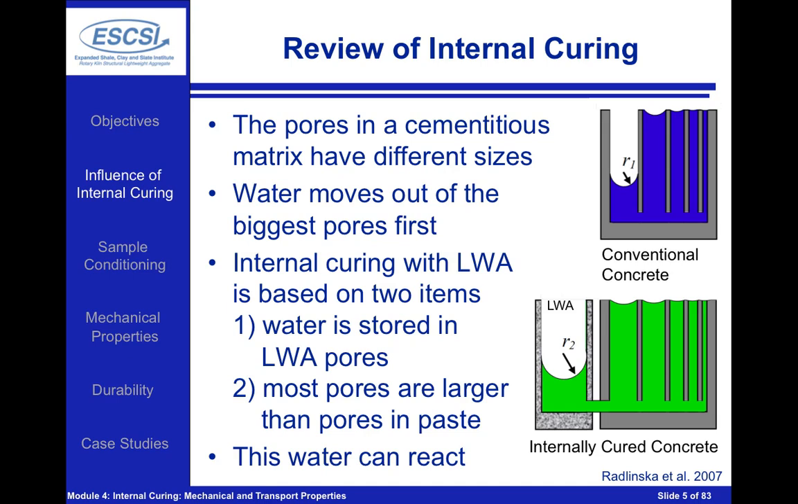Now, how do we do that? Well, we need to remember that in a cementitious matrix, we have several different size pores, and we've illustrated this in sort of a cartoon fashion in the figure on the top of the slide here. And what we can see is while we have different size pores, we need to remember that the water is going to leave the biggest pores first. So as the water starts to leave the big pores, we start to see that water leaving the system, and we start to see a reduction in how much hydration can take place.